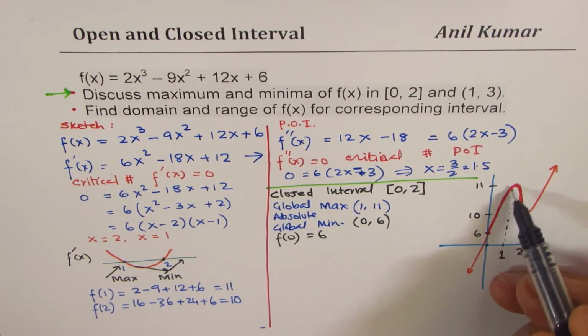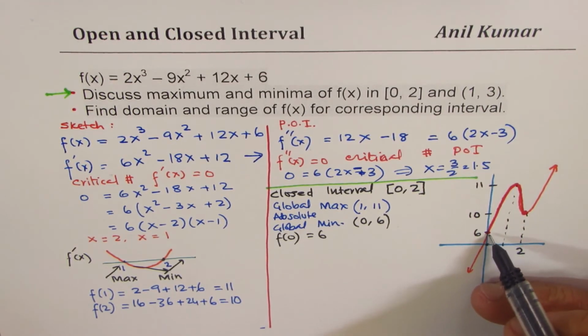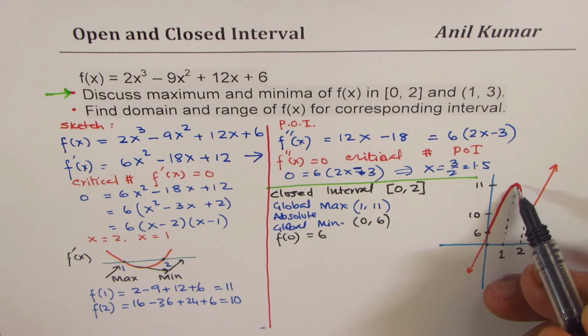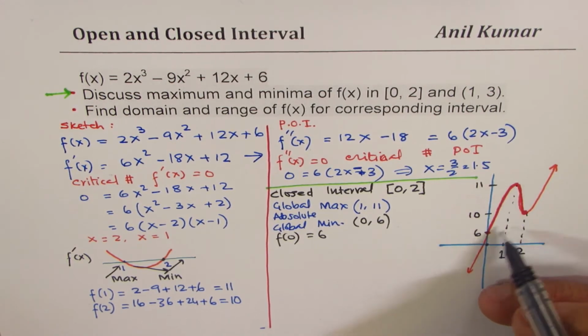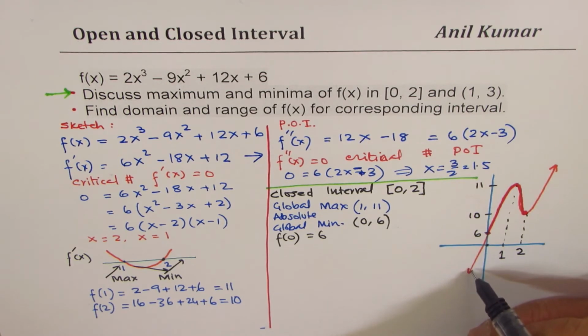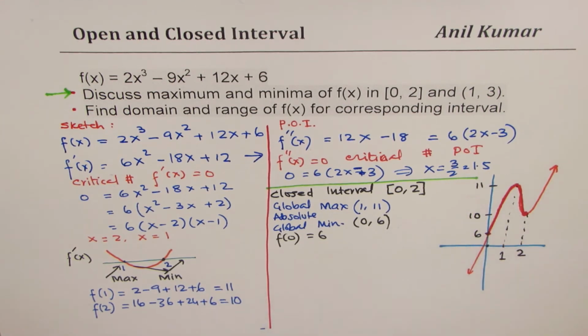And within this interval, we have the absolute minimum at x equals 0. Not that. That is a local minimum. Is it okay? This is a local maximum, but also the absolute maximum in this interval, not in the whole domain. That point is higher. Do you see that? And here we have a much lower point. So when you restrict the domain, we do get absolute maximum and minimum. Correct? Now let's write down the domain and range for this function.